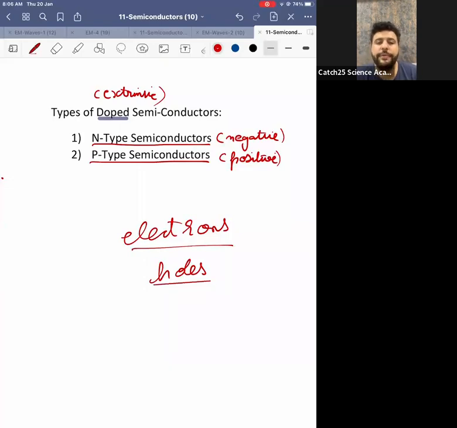Means there is no concept of protons in semiconductors. Instead of protons, I have holes. It is not actually the same as protons, but you should understand that in semiconductors, I have electrons and holes. Electrons are negative, holes are positive. Holes is nothing but a vacancy, or you can consider it as positive.